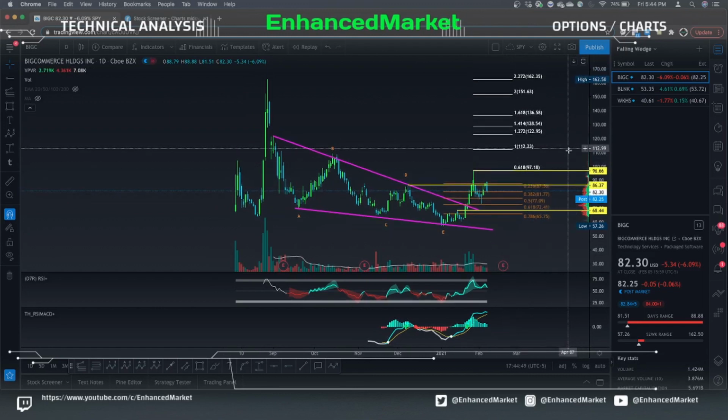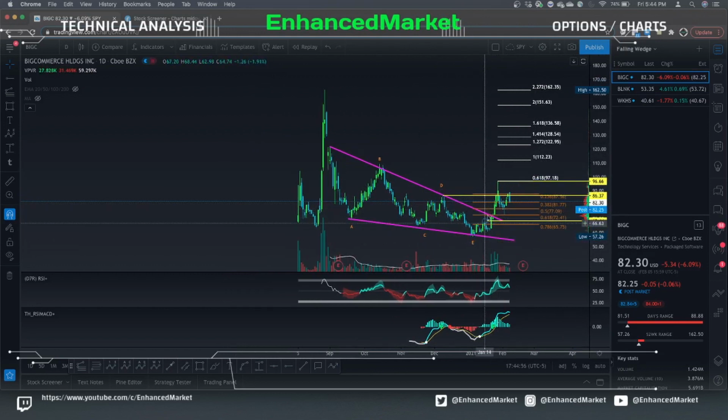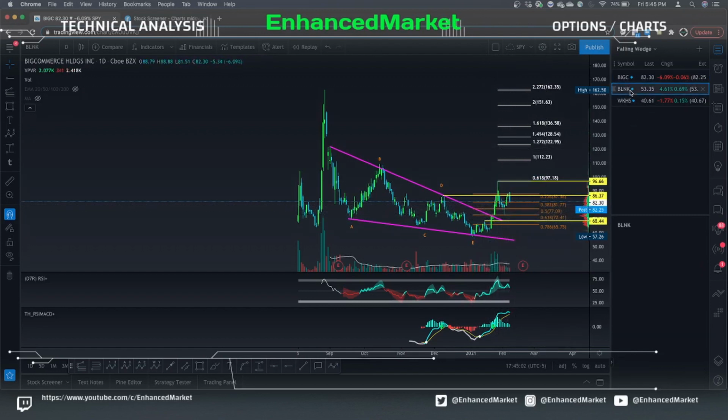So definitely possible. Definitely see it happening. We'll see what happens. But that's how I would play the break, and that's how I would play the pullback. Let's take a look at another ticker.